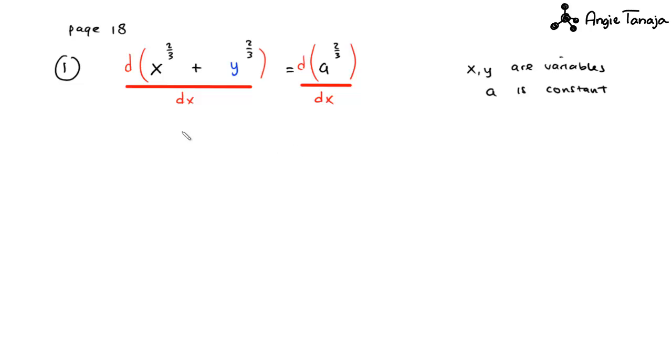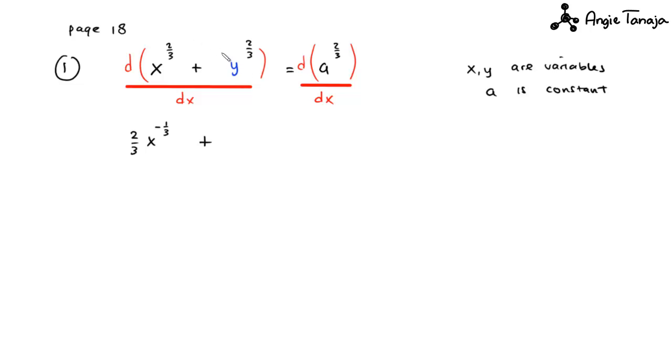Jadi kalian turunkan dua-duanya. Kalau biasanya kalian cuma turunkan yang kanannya kan, ya kan? Sekarang kalian turunkan dua-duanya. So this becomes 2/3 x to the negative 1/3, normal, right? And for this one, actually you just apply the chain rule.